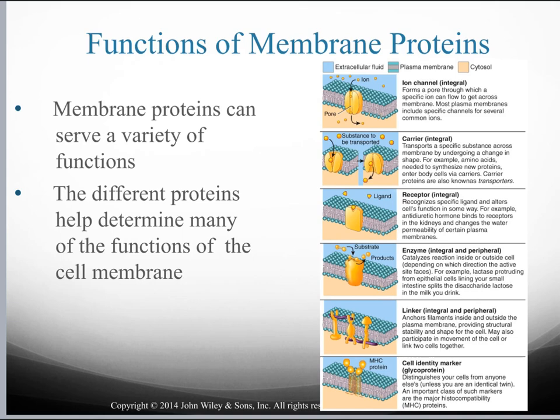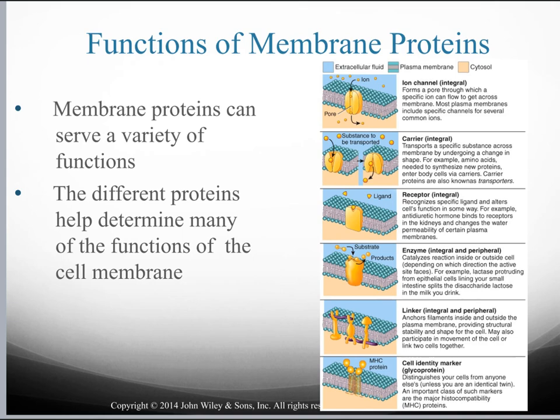The next is a receptor. They're also called ligand-gated channels. These are another integral protein. They recognize specific ligands and alter cell function in some way. For example, antidiuretic hormone binds to receptors in the kidney and changes the water permeability of certain plasma membranes. Also, for another example, on a cell body, we can bind a specific ligand, meaning acetylcholine, which would help depolarize the cell, specifically at the cell body of a neuron, to allow for graded potentials to summate to propagate action potentials. When we do neuro, we'll cover this in much more depth.